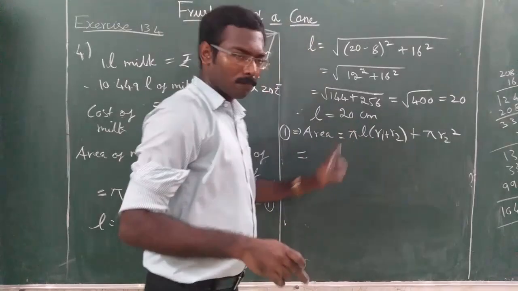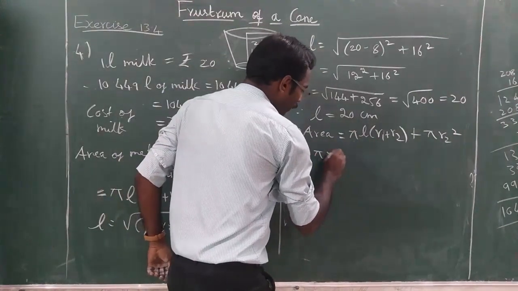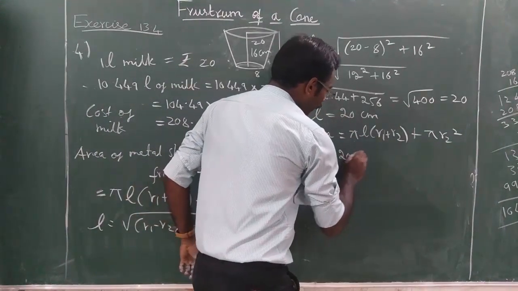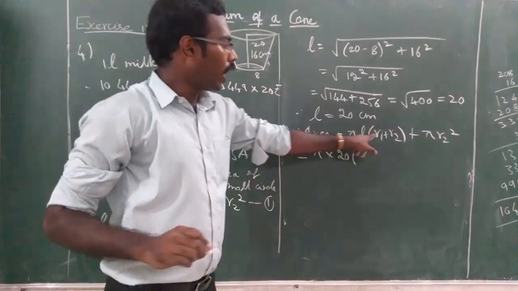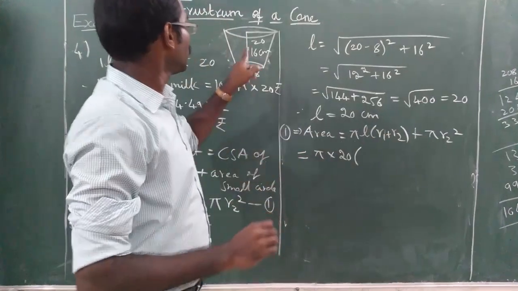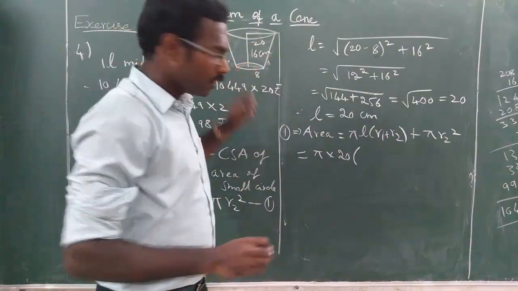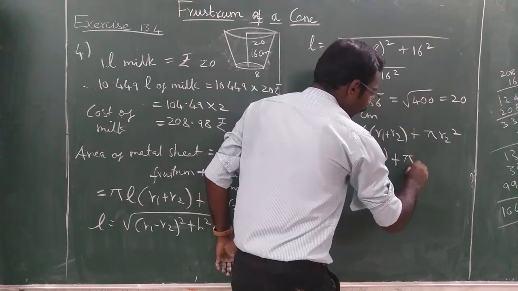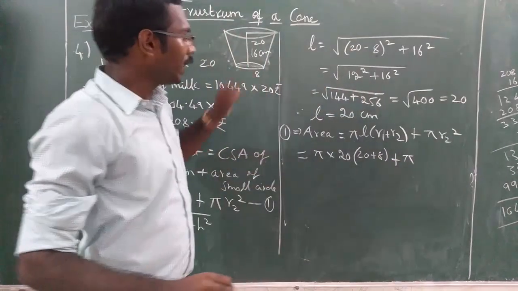Let us keep the pi as pi only. Pi into L. What is L? L is 20. 20 into R1 plus R2. R1 is 20, R2 is 8. So 20 plus 8 plus, keep the pi as pi, R2 is 8.